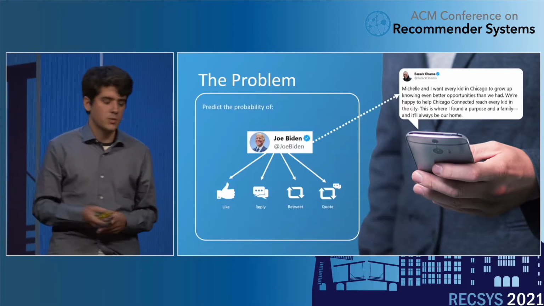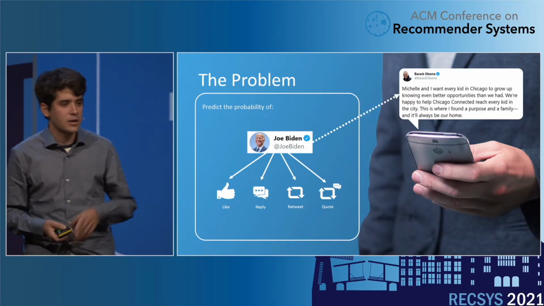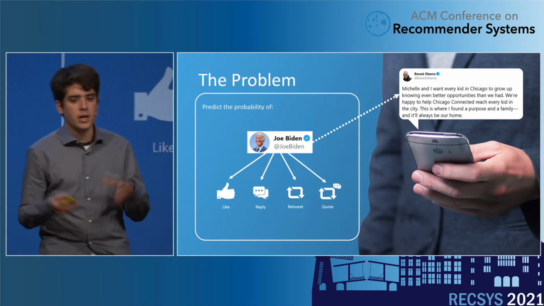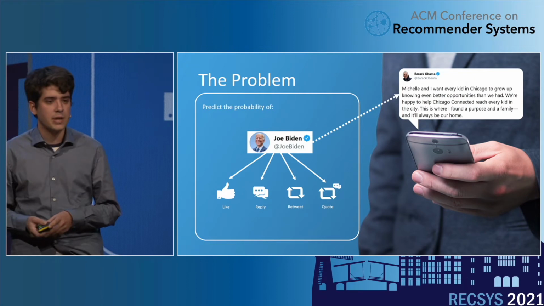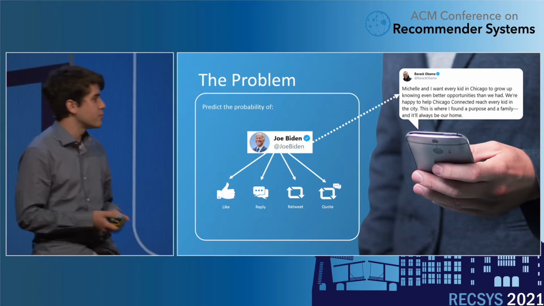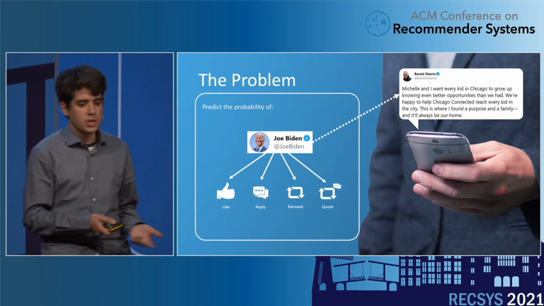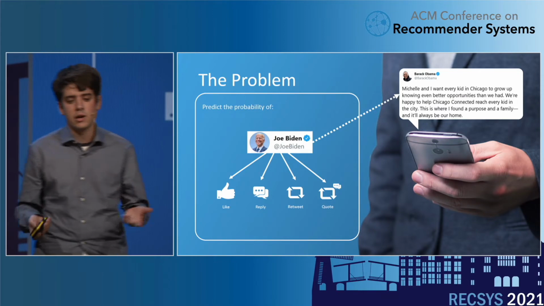So imagine that we have two users. In this case, we have Joe Biden and Barack Obama. And Barack Obama wrote the tweet. This will be our author. And we also have a reader, or a person that can interact with this author. In this case, we have Joe Biden, who can interact in 4 different ways: using a like, a reply, a retweet, or a retweet with a comment, or a quote in this case.